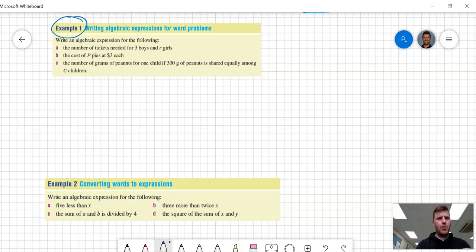So you can see here example 1. When you look on DayMat, the question there that has a little rectangle next to it that says example 1, this is the example that's going to help you there.